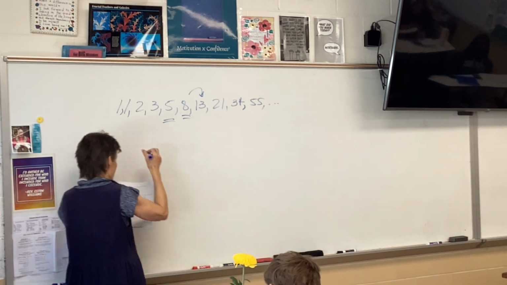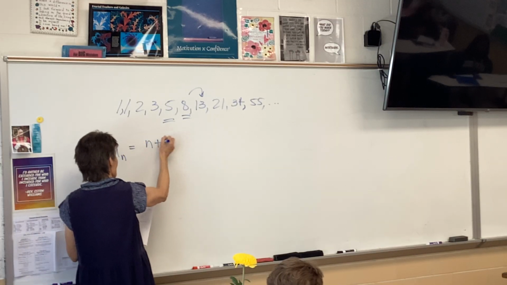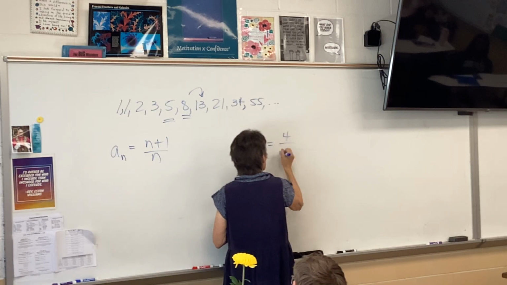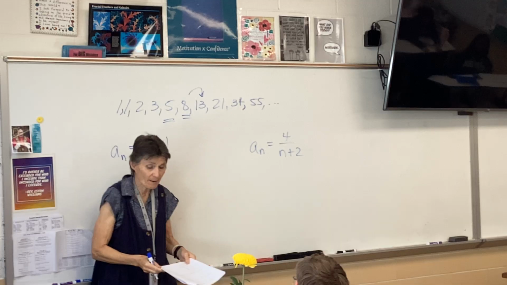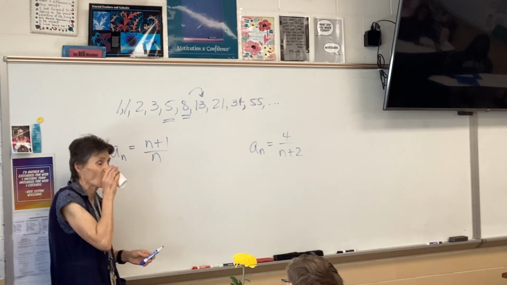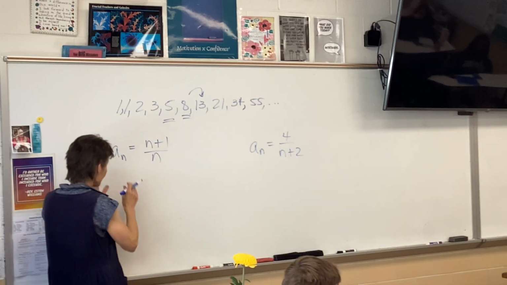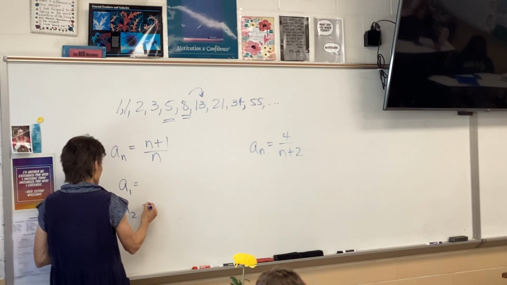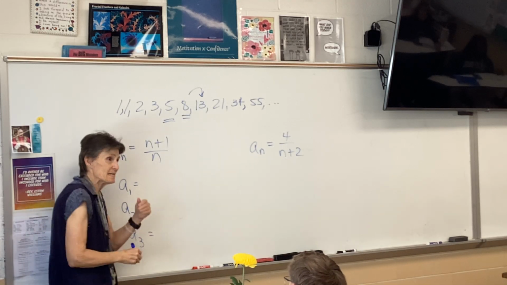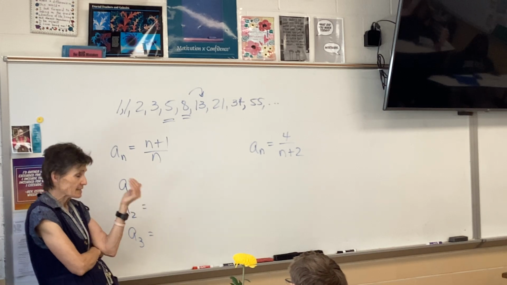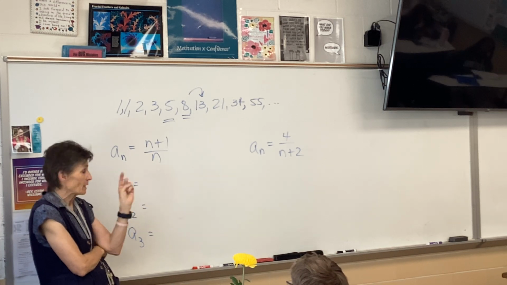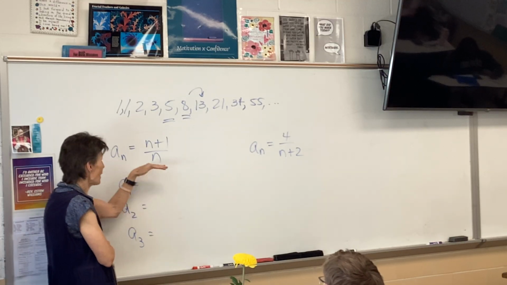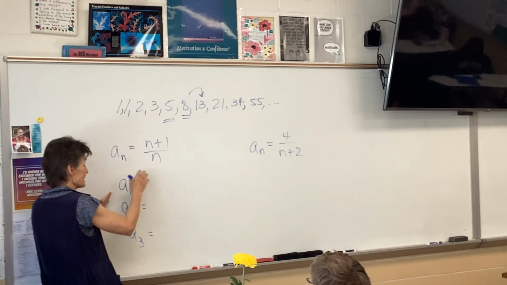FYI, here is an explicit formula. Somebody has made this up. Here's another one. These are explicit formulas. Remember, a sub n, explicit formula. It says, find the first 3 terms. Now, we need to get used to the notation. A sub 1 means first term. A sub 2 means second term, and so on. If you have an explicit formula, it's as easy as plugging in.